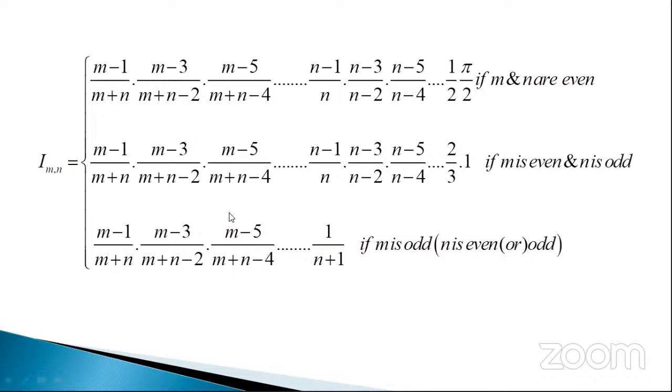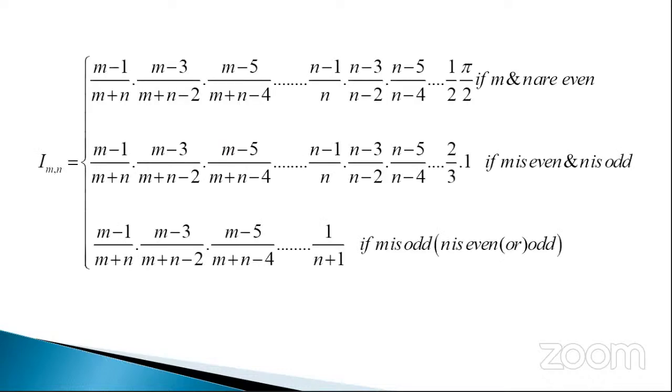Now you can observe this one. The first terms are as is. Here the second terms are n minus 1 by n, n minus 3 by n minus 2, n minus 5 by n minus 4. In the similar way, the last term depends on the value of n. If n is even, it is 1 by 2 into pi by 2. If it is odd, 2 by 3 into 1. If m is odd, whether n is even or odd, whatever it may be, the last value is 1 by n plus 1. This is somewhat complicated.